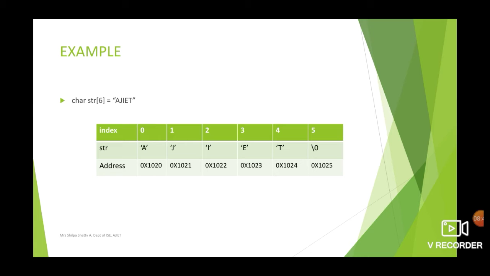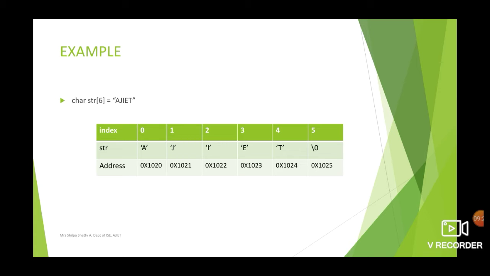This is one example showing how a string is represented in memory. It's an array, and arrays have indices. We have char str[6] = "AJIET". The index starts from 0, so the indices will be 0 to 5: 0, 1, 2, 3, 4 and 5. In each index, starting from the first character, values are stored one after the other. In the 0th index we have A, in the first index J, in the second index I, likewise, and in the 5th index we have the null character.